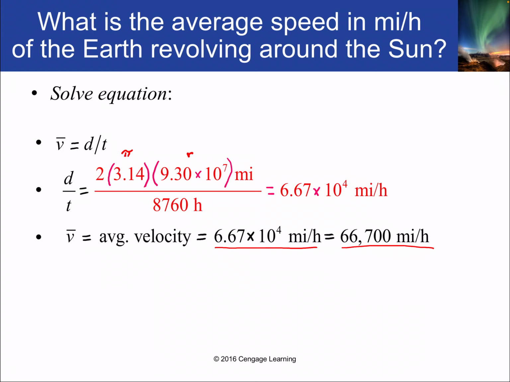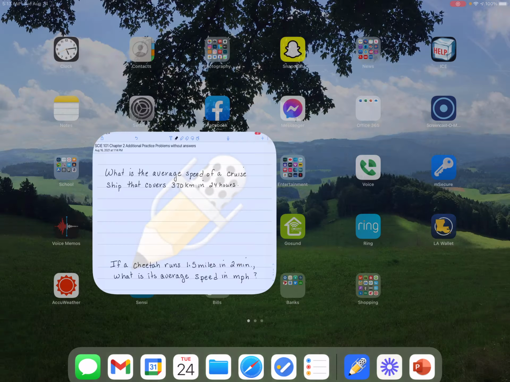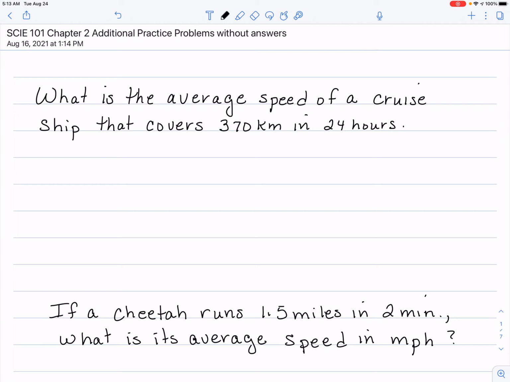So if your answer choices are in scientific notation, you leave the answer in scientific notation. If it's not, then you would take it out. Okay, let's take a few minutes and do some additional practice problems, just to make sure everybody understands rearranging these equations.